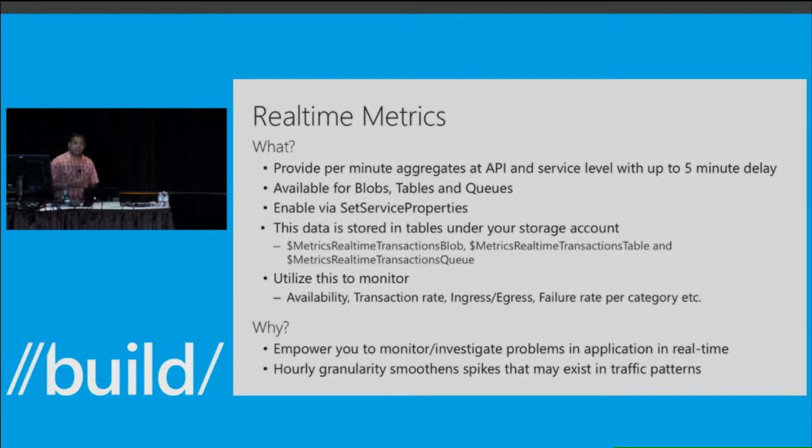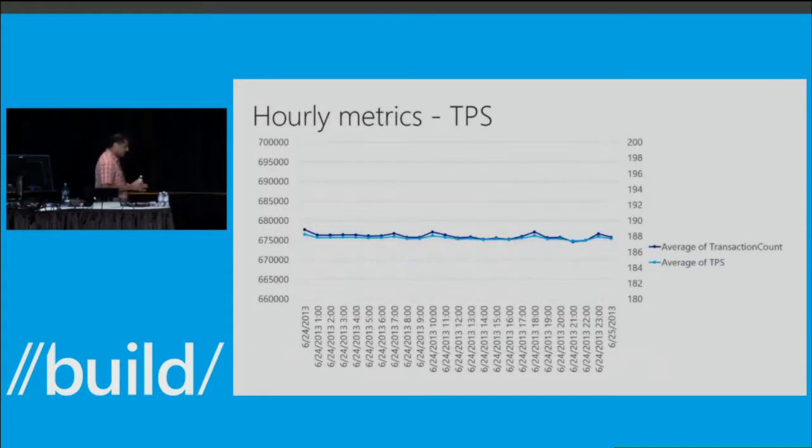So obviously, real-time metrics, this is per minute aggregates. So you can use this to monitor your application a lot more closely and in real time itself. And a thing that it provides, which hourly aggregates do not provide, is a closer look into your performance, right? Because an hourly aggregate can smoothen the spikes that you may have in your traffic. And just to make a point, the next two slides kind of compare these two.